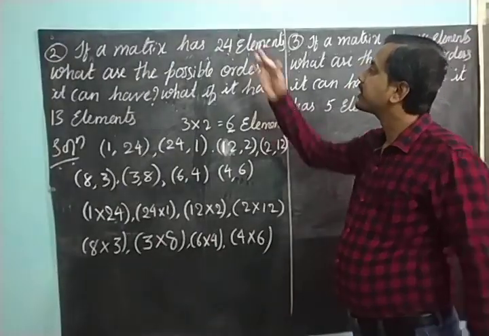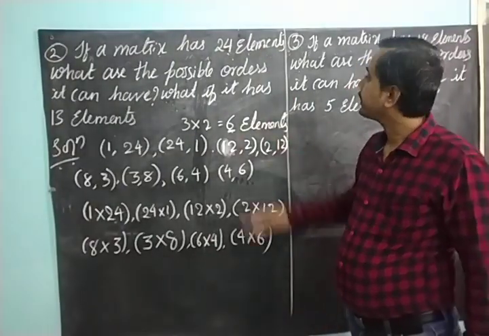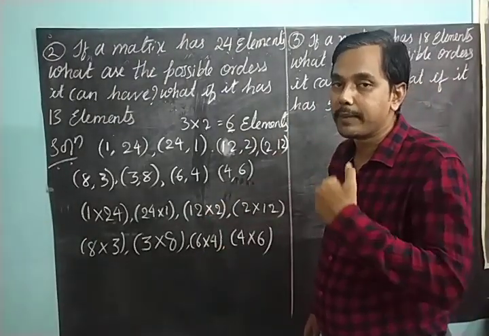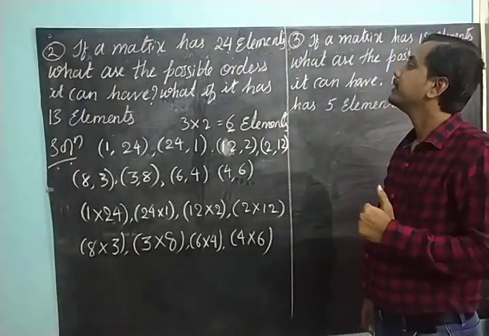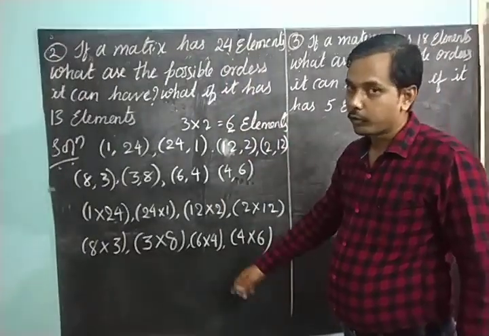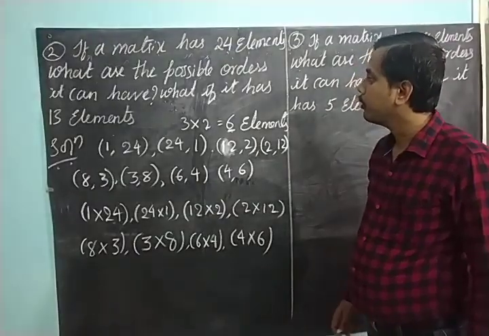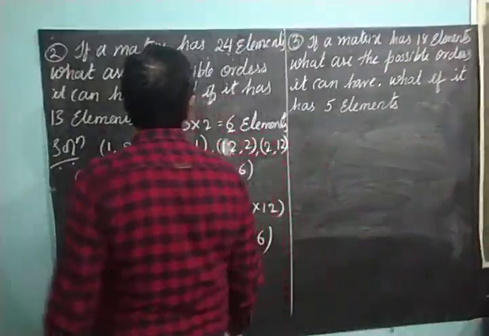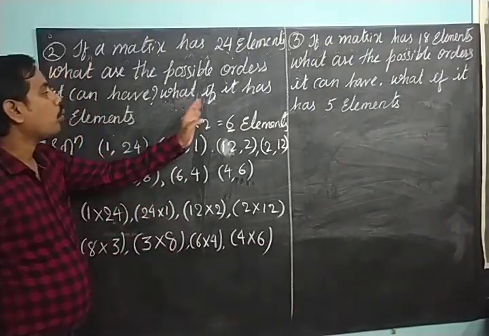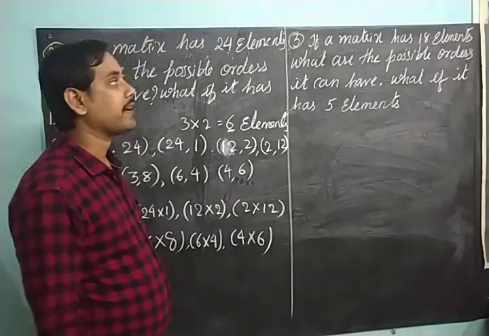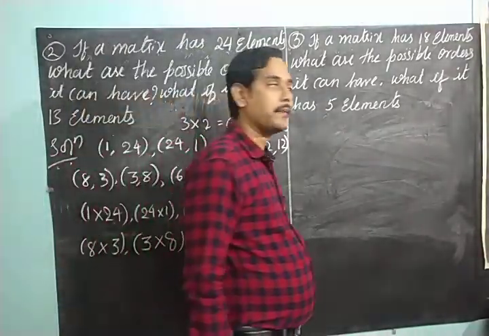So how do we find them? Just find the factors of the given number of elements. When you proceed in the reverse way, where the elements are given and you need to find the order, just find the factors of the given number. Then you are going to get all the possible orders. This was the first part, right? Second one, what if it is having 13 elements?